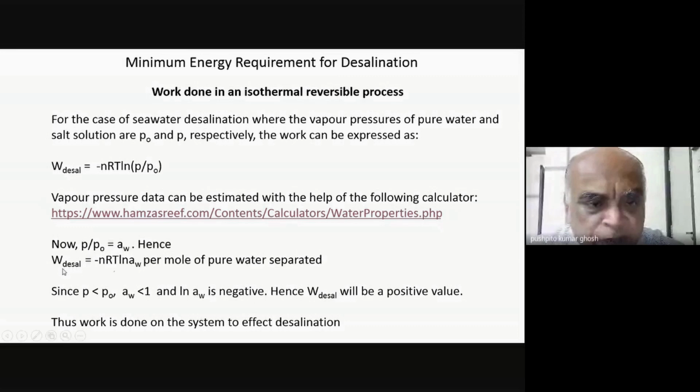Because as we said over here, P is less than P0, therefore also aW is less than 1. And so ln aW is negative. And therefore, again, like in this case, what we expect is that the W desalination will be a positive value, and hence work has to be done on the system to effect desalination. So it's effectively saying the same thing.